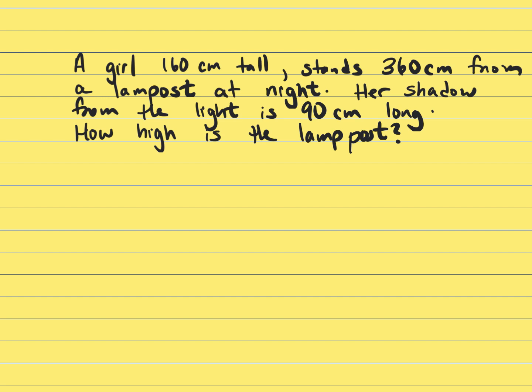So this is a girl who is 160 centimeters tall, and she stands 360 centimeters from a lamppost. So we have a lamppost that looks something like this, gives off light. We have a girl that is standing 360 centimeters from this lamppost. Now, the light is going to shine down at some angle, and then it's going to produce a shadow on the ground. So here will be her shadow on the ground.